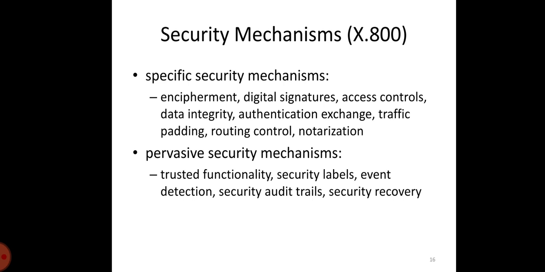Last one is security mechanisms. X.800 specific security mechanisms: encipherment, digital signatures, access controls, data integrity, authentication exchange, traffic padding, routing control and notarization. Pervasive security mechanisms: trusted functionality, security labels, event detection, security audit trails, security recovery.